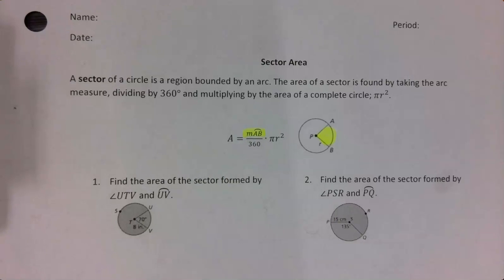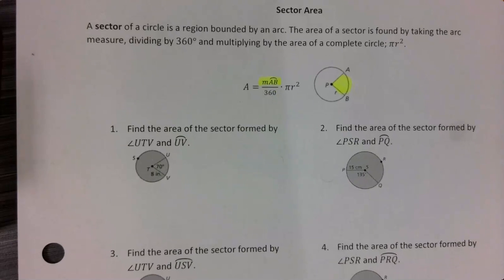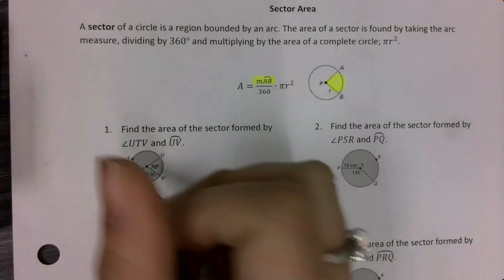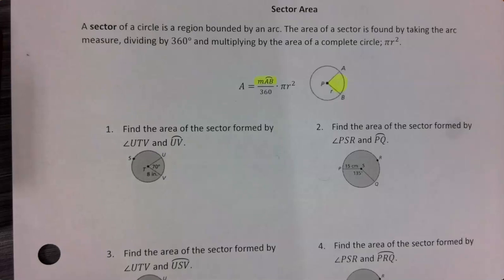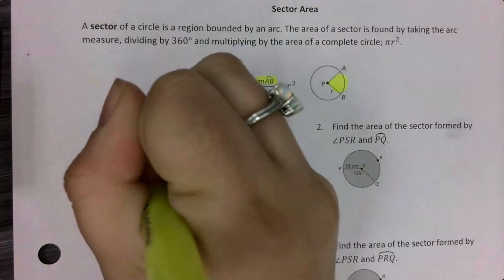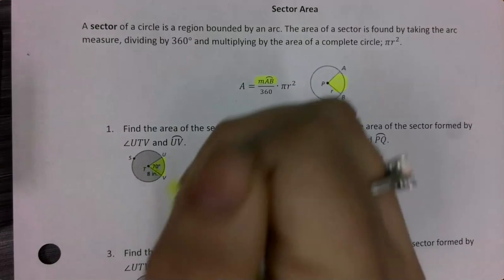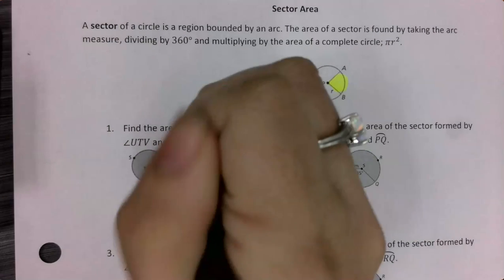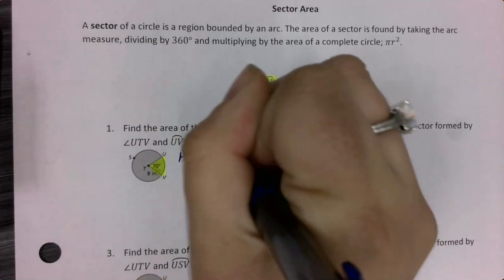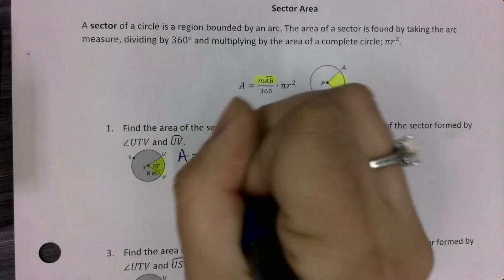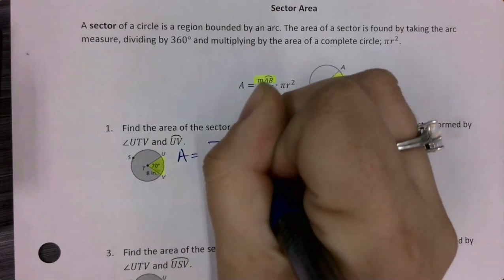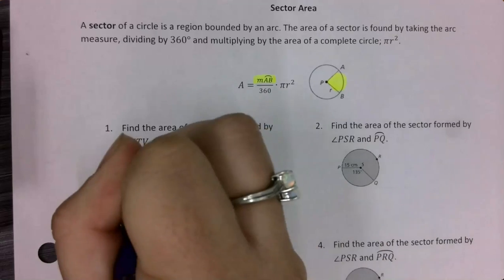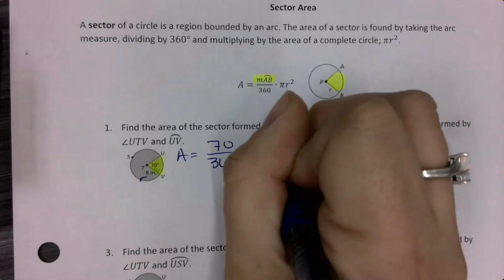So number one wants me to find the area of the sector formed by the angle UTV and the arc UV. So this area right here. So what I want to do is go ahead and plug into this formula. I'm going to have A equals that arc length, 70 degrees, divided by 360 times pi, and my radius here is 8. So 8 squared.